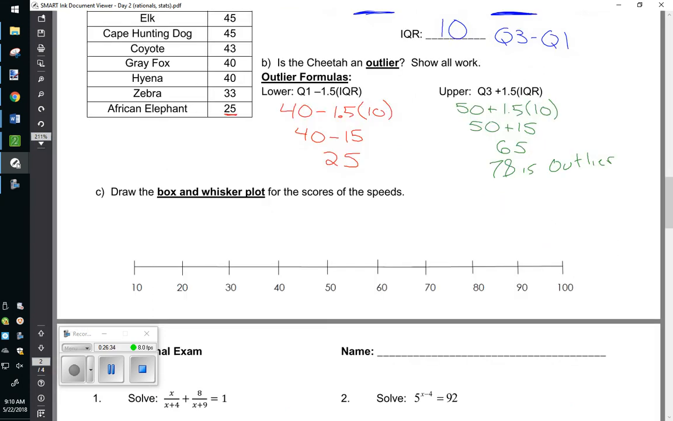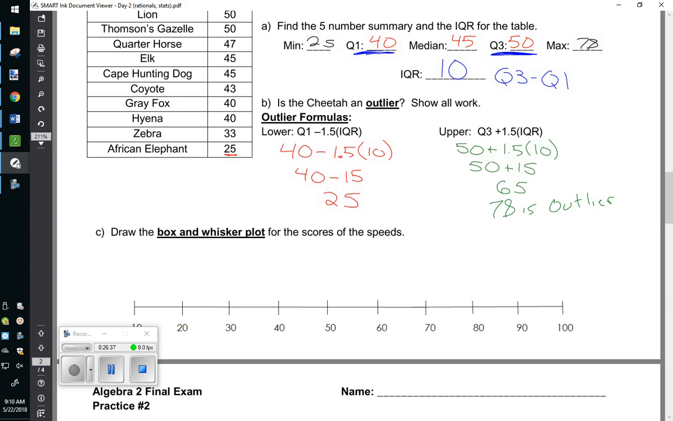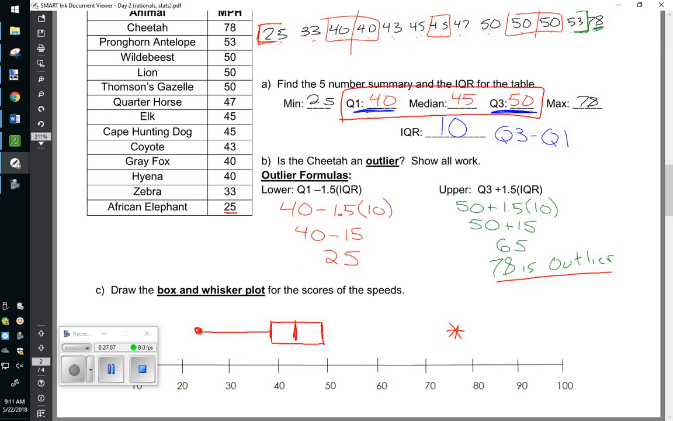So when I go to graph these things, remember what this looks like. I put these three things on my graph. So I'm marking at 40, I'm marking at 45, I'm marking at 50. Make my box. I'm putting one minimum at 25, so a dot right there. What am I doing at 78 over here? Asterisk, yep, it's an asterisk. So if 78's an asterisk because it's an outlier, where is my next point going to be? The one that wasn't the outlier, so the next one was 53. So I'm putting a dot right here at 53 and connecting it like that. Tough stuff.